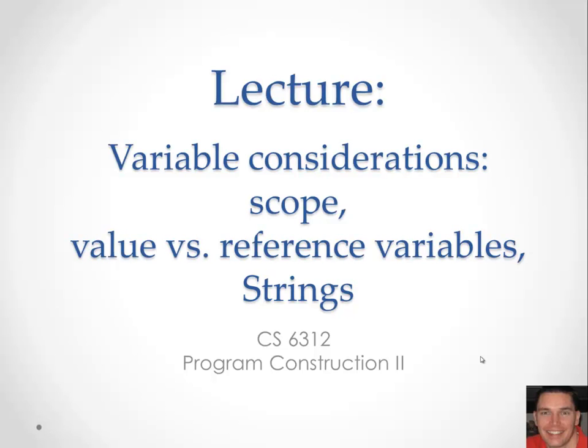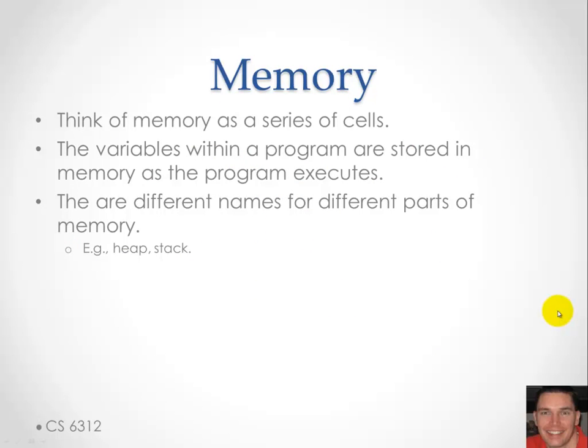In this lecture, we're going to look at some variable considerations, such as scope, value versus reference variables, and then the special case of dealing with strings. As we work through this lecture, we're going to be looking at some sketches of memory, and I'm going to be drawing this memory as a series of cells, and those cells are going to contain a value within them. As we run our program, all the variables are stored within the memory as it executes.